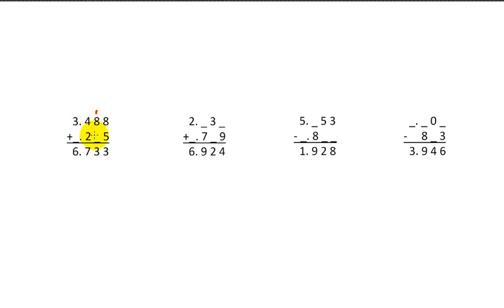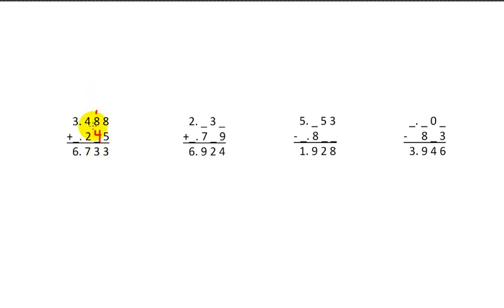So again, whatever I add, all of these together, they need to make not 3, but 13. Because I'm going to write 3, but I'm going to carry over 1. So I need to think 1 and 8 and what makes 13? So first we have 1 and 8. 1 and 8 makes 9. So what do I have to add to 9 to get 13? I have to add 4 to 9 to get 13.